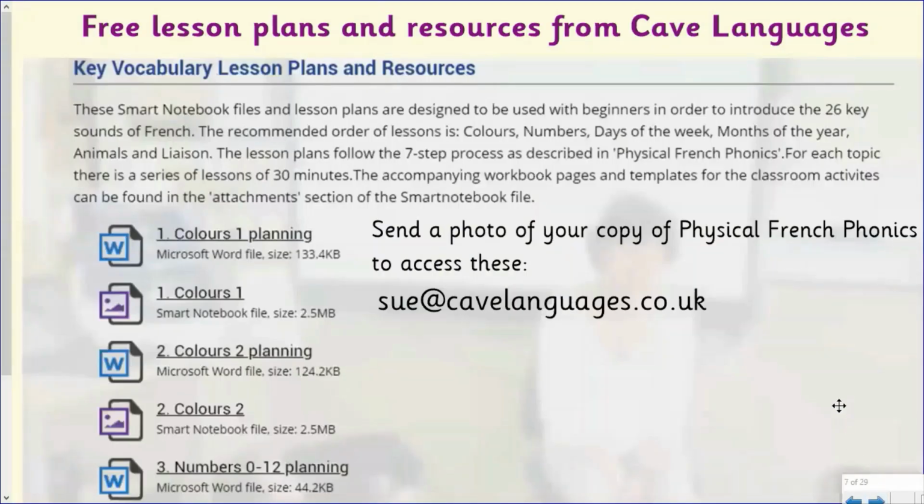I've created some resources in Smart Notebook form and lesson plans to allow the delivery of these key phonemes, but it's not intended that these resources be used sequentially as a scheme of work, but more as support resources. However, if you would like to have access to them, all you have to do is send me a photo of your copy of Physical French Phonics at the address that you can see below, and I will send you the password that gives you access to them.